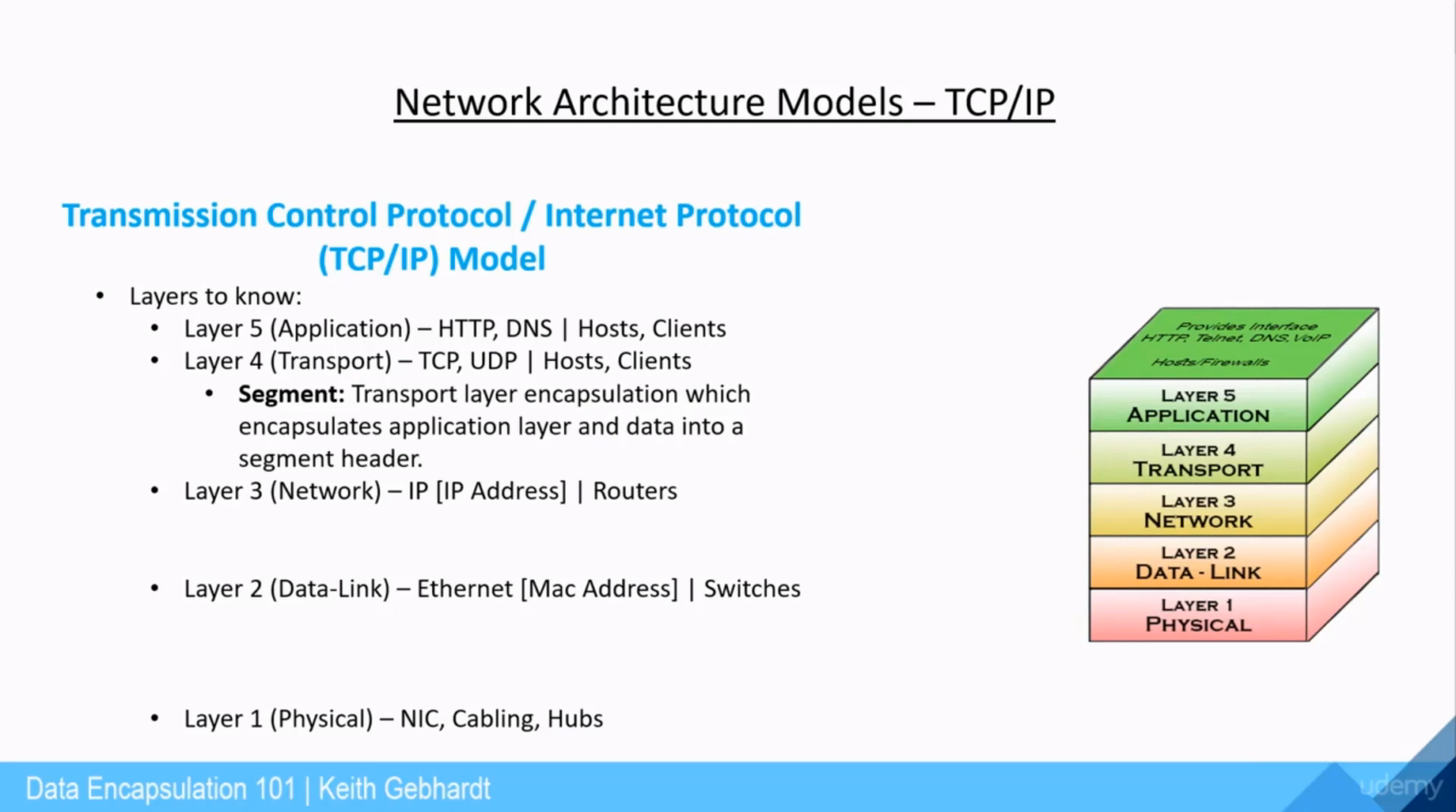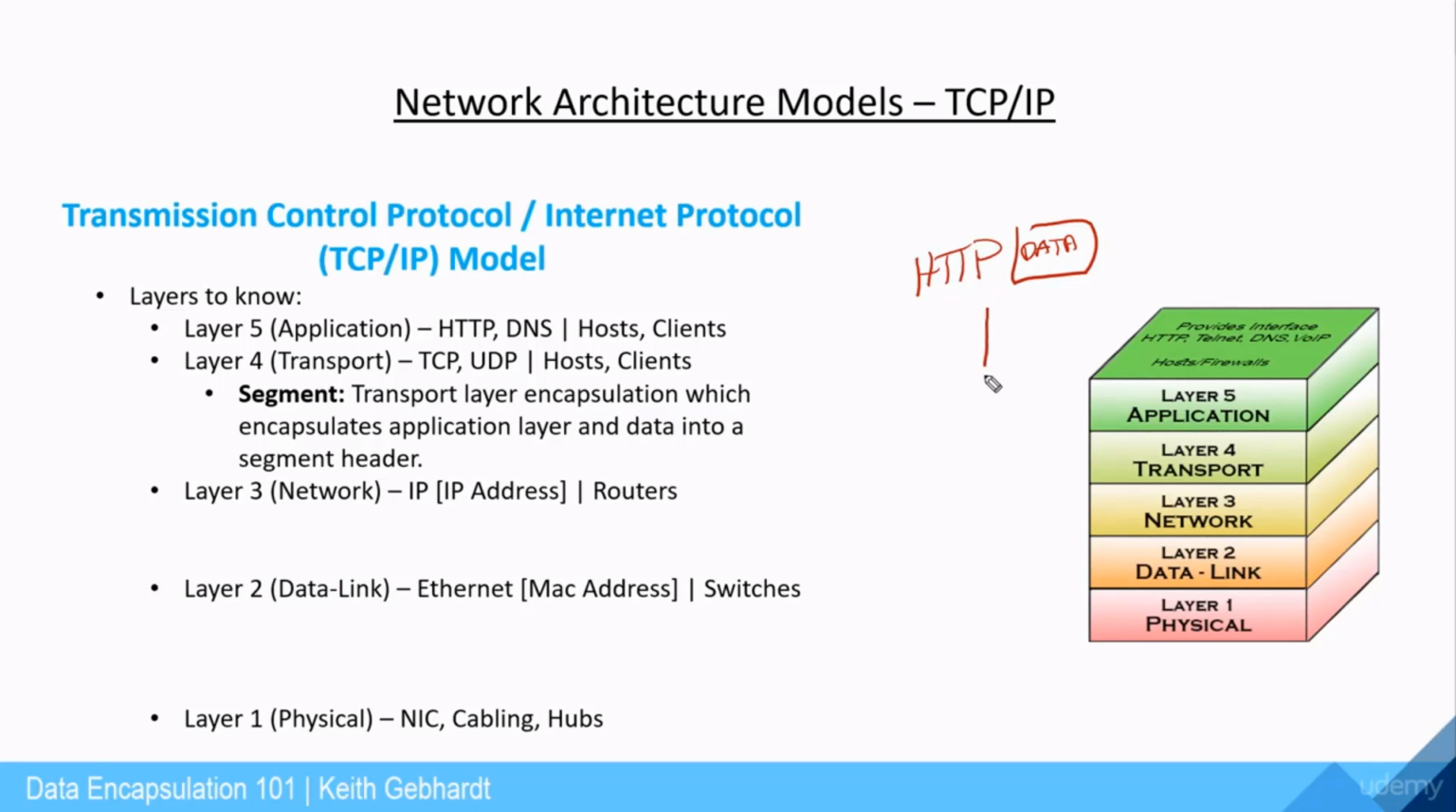We have a segment, and notice it is layer 4. Our layer 4 segment is the transport layer encapsulation, which encapsulates our application layer and data into a segment header. So what does that mean? Well, if we go up here and say we're going to use the HTTP protocol with the data associated with it, I'm just going to write data in here as neat as I can.